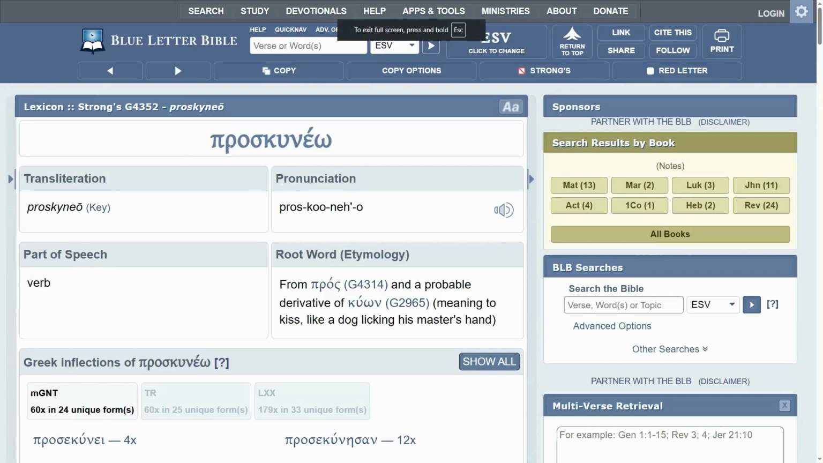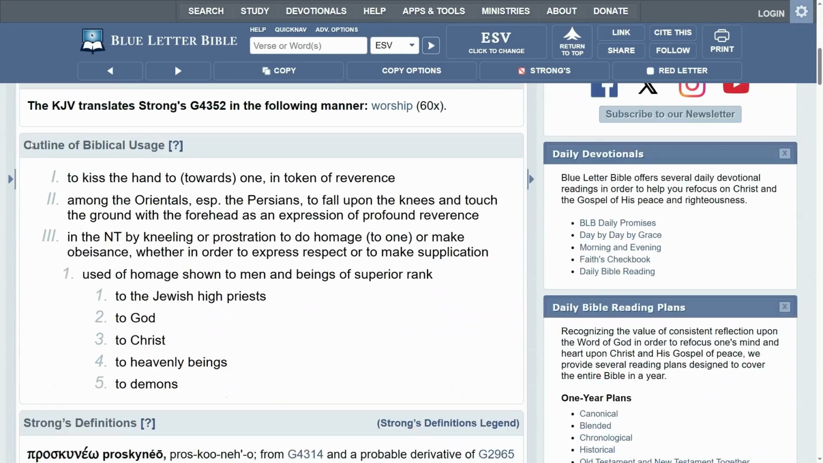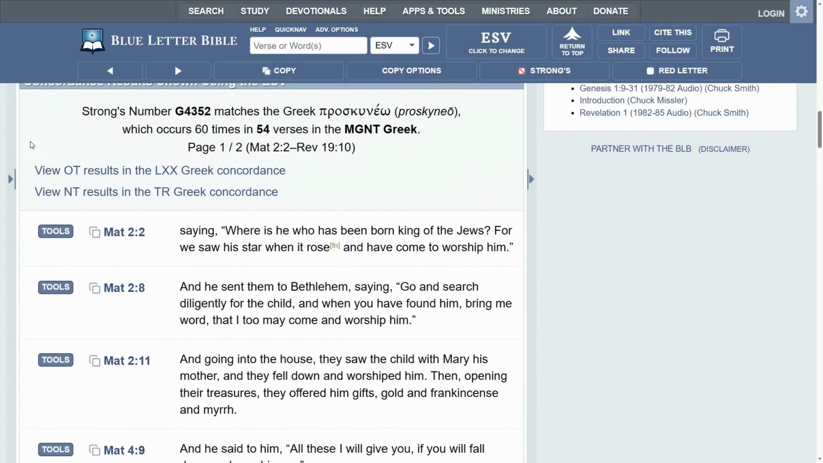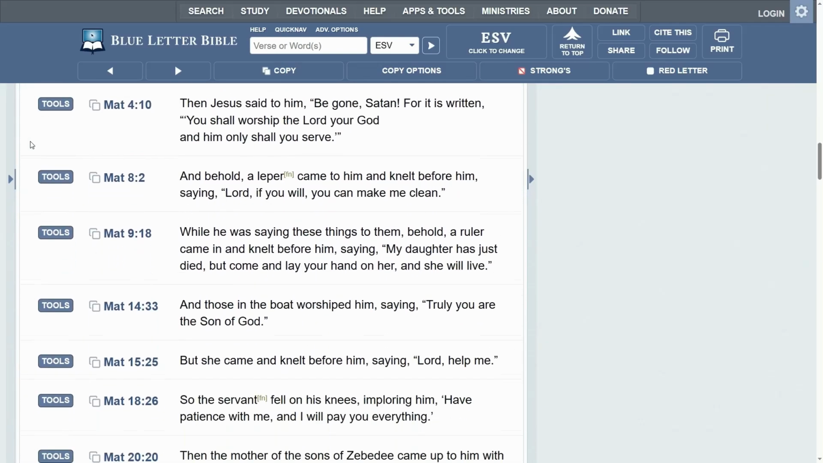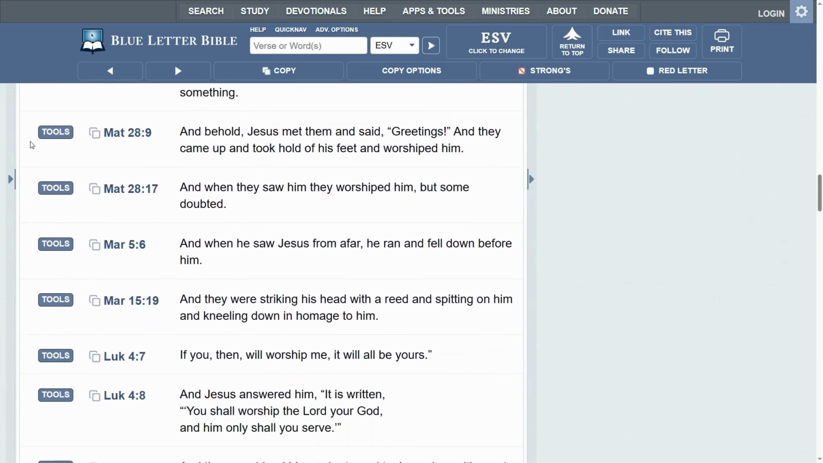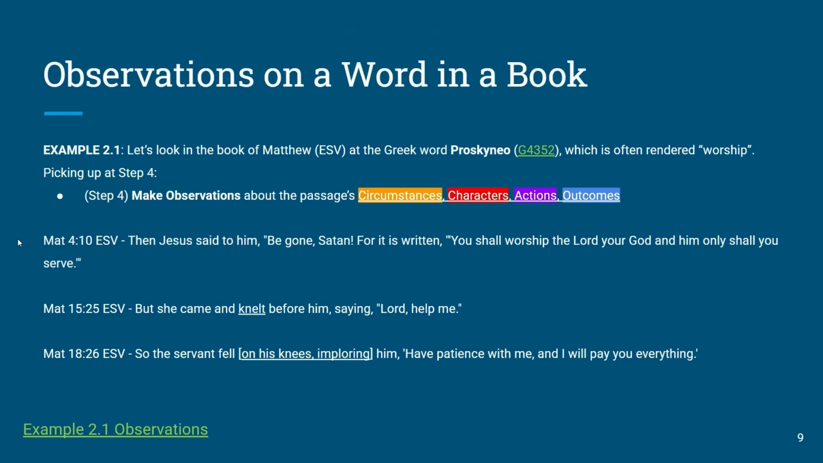So, for here, we have our Greek word proskuneo, and if we scroll down to the bottom of the page, we can find the list of verses that contain this Greek word. We have a lot of verses, but I've picked out 3 verses that I think will be relevant and helpful for us, and we will find these here. In Matthew 4:10 we read, "Then Jesus said to him, Begone, Satan, for it is written, You shall worship the Lord your God, and him only shall you serve."